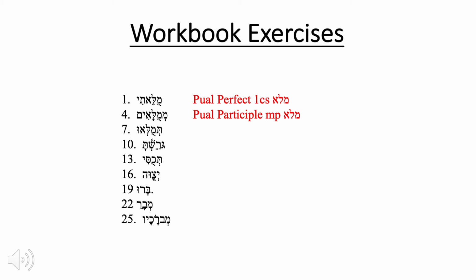Number 4 is a pu'al participle. The double mems at the beginning give it away. The one mem has the shva, the other one has the kibbutz. And again, we have the dagesh in the lamed. The hirik yod mem at the end tells us it's masculine plural. What about number 7?